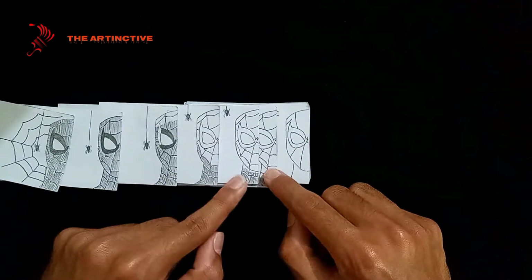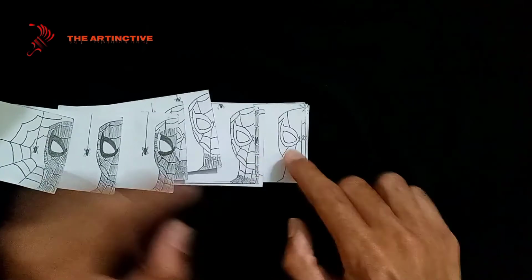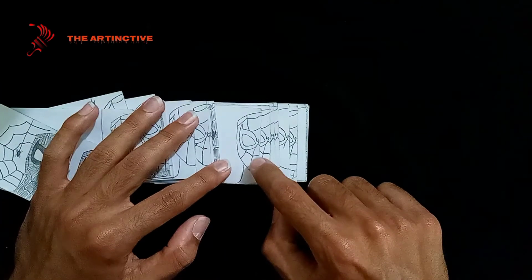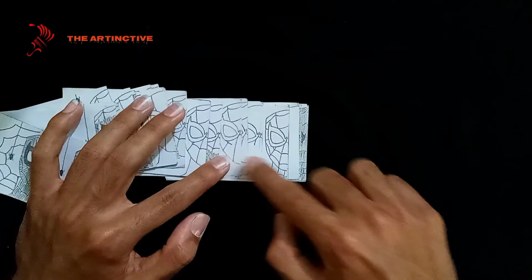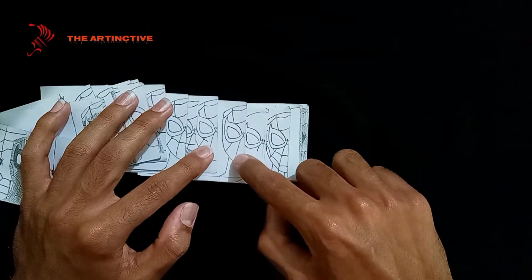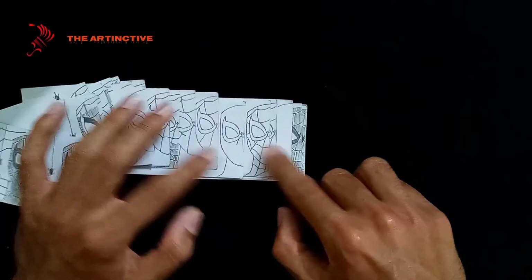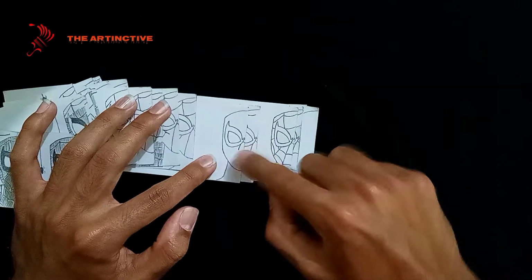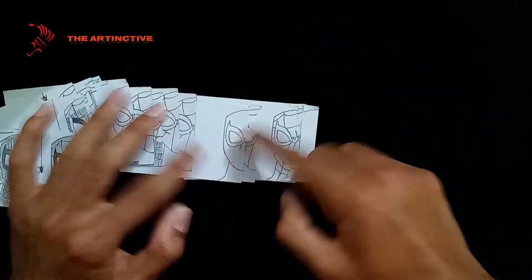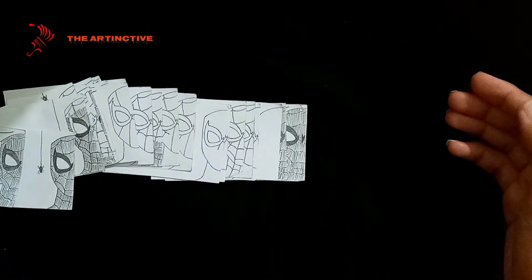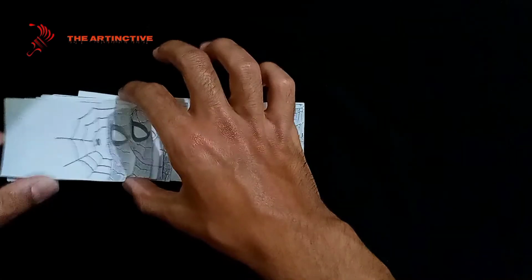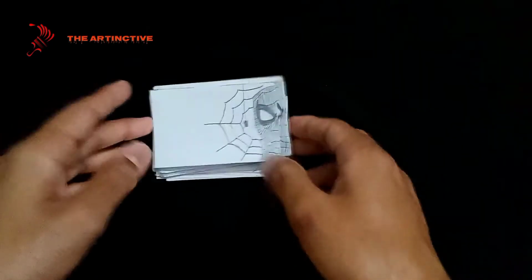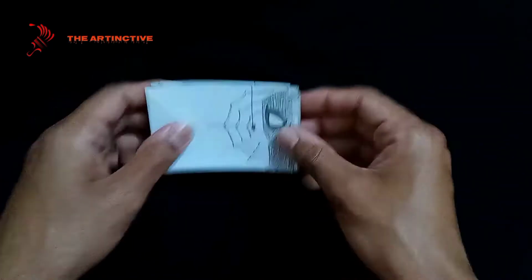Alright, now I'm just gonna skip and show you the final part. Here you can see the lines going away as the flipbook goes on. And here you can see the final bits. Okay, all of the lines have gone and we're just left with the eyes, the mask. So yeah, this was all of my idea in the 2020 version of the Spider-Man Flipbook.